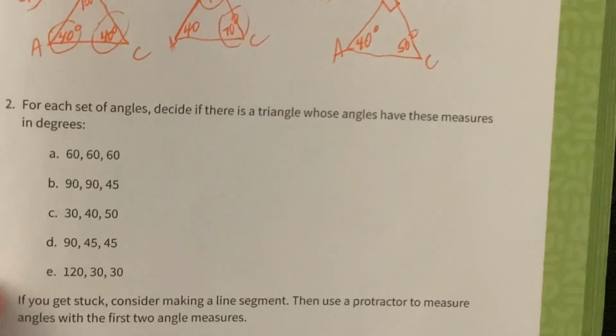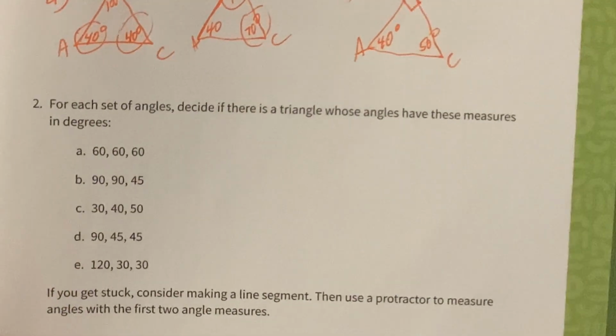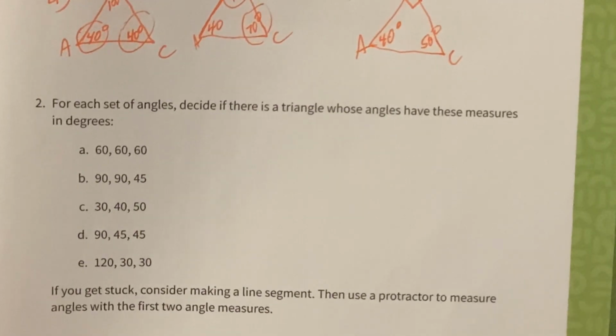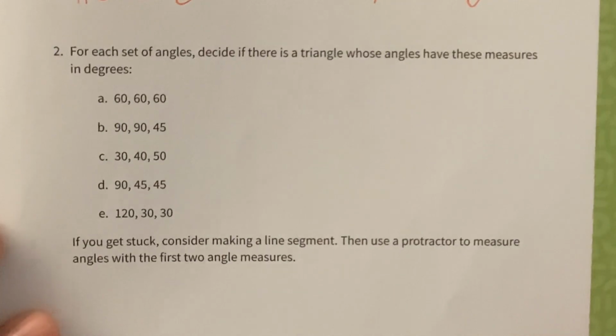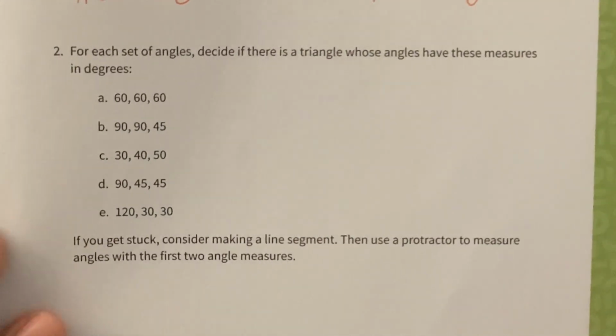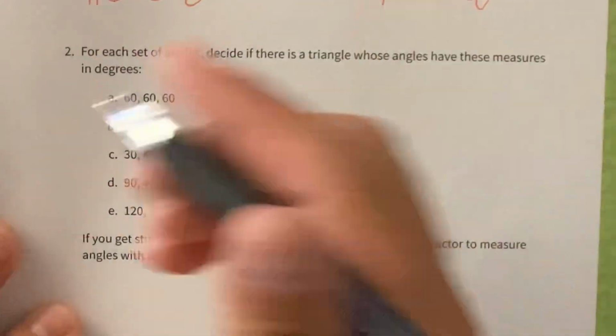Question number 2, for each set of angles, decide if there is a triangle whose angles have these measures. If you get stuck, consider making a line segment, use a protractor. Okay, we haven't done much with that. Basically, can you draw a triangle? Can you draw a triangle with 3 60-degree angles? Yeah, that's an equilateral triangle, so that would be fine.